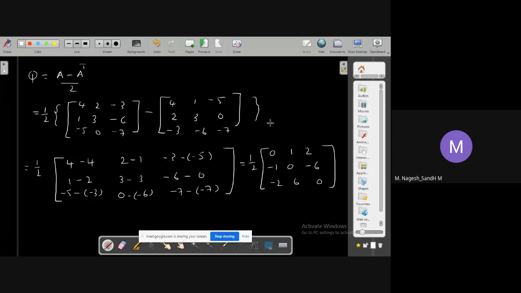Is there any doubt? Can anyone respond? No, sir. Okay, very good. Now I'll try to multiply this 1 by 2 inside, I will do that in the next page. What you got: 0, 1, 2, minus 1, 0, minus 6, minus 2, 6, 0. So in the next page, I'll multiply this 1 by 2 inside.